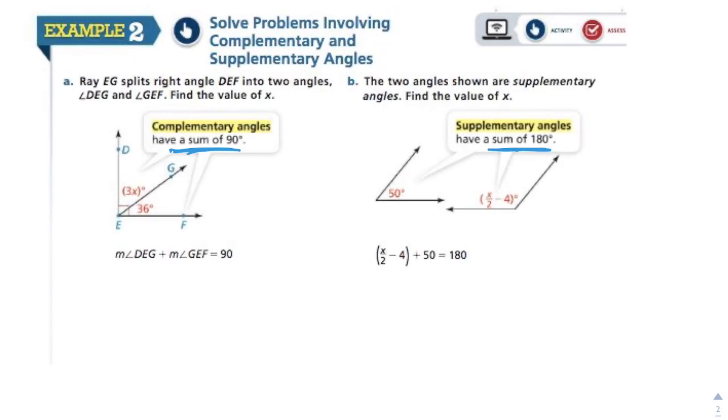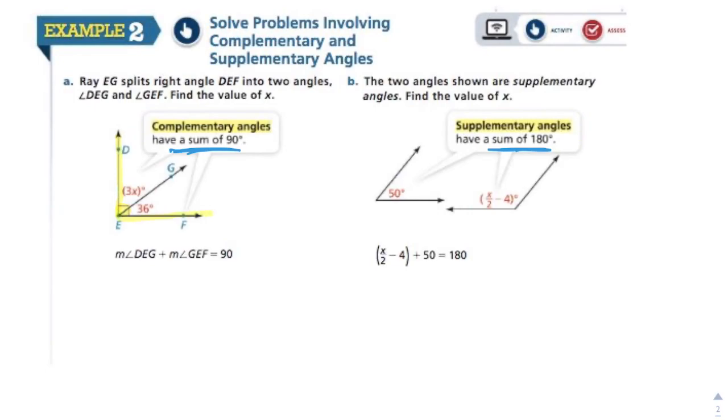So A says ray EG splits angle DEF into two angles, angle DEG and angle GEF. And we want to find the value of x. So one thing that we can look at here is, remember in the beginning of the lesson I was telling you, this little box right here means that it's 90 degrees. So angle DEF, this angle right here, is 90 degrees.